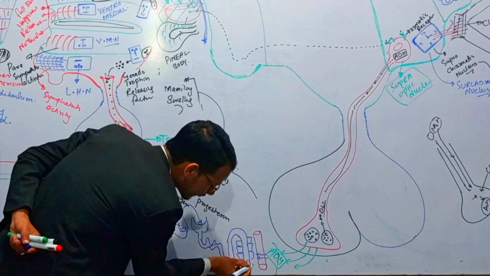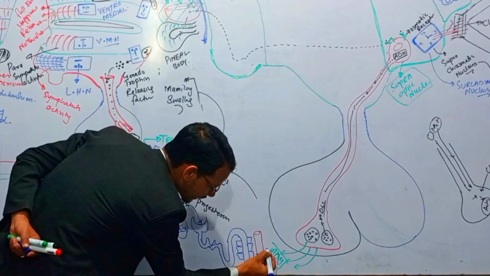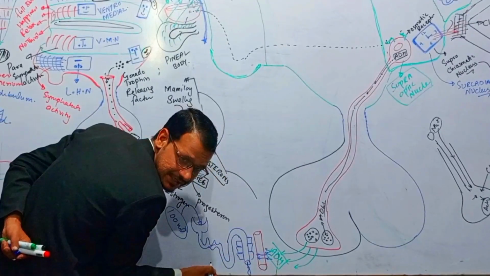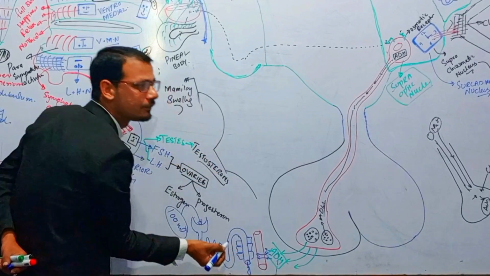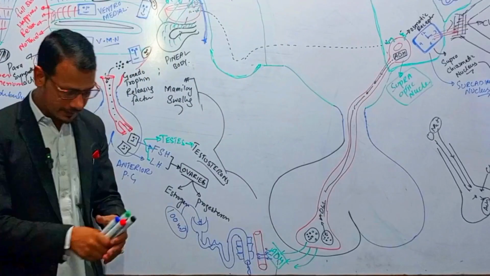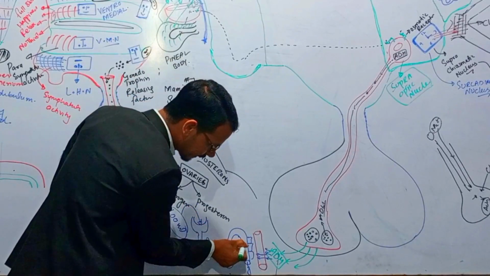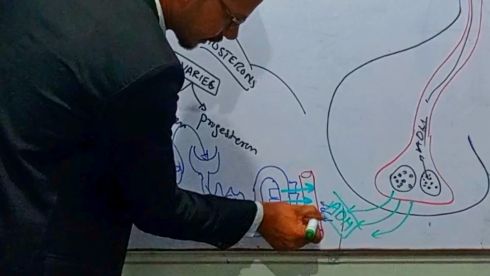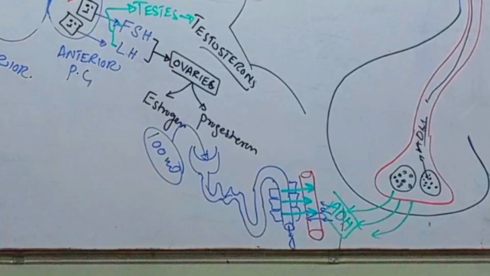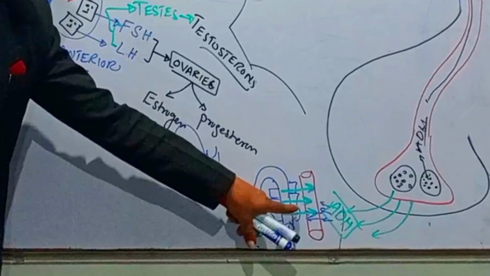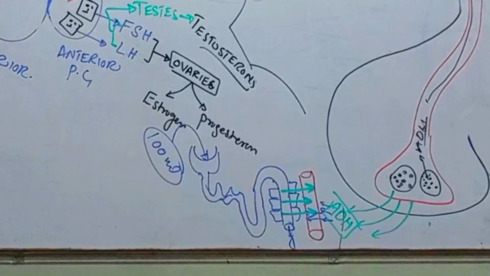So here this ADH will act on blood vessels, right? And it will allow now the reabsorption of water from here, the reabsorption of water to blood, and the blood becomes diluted, right? So this is the function of ADH. ADH is also known as vasopressin.